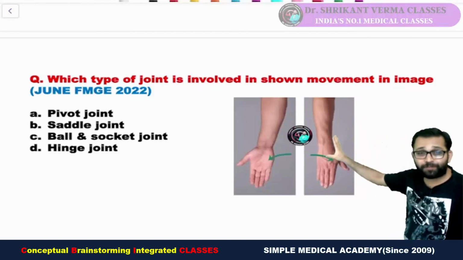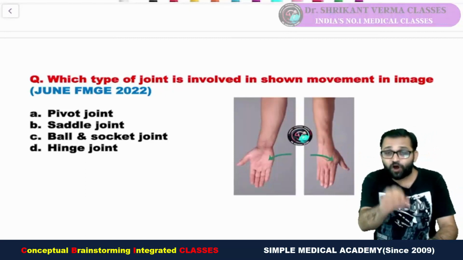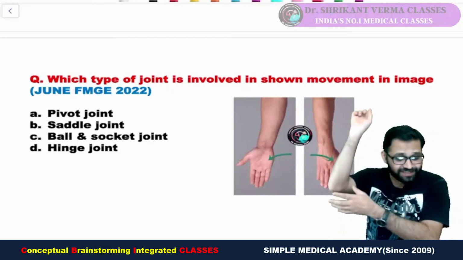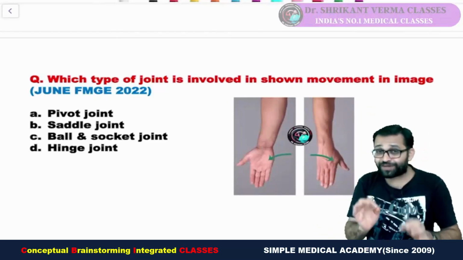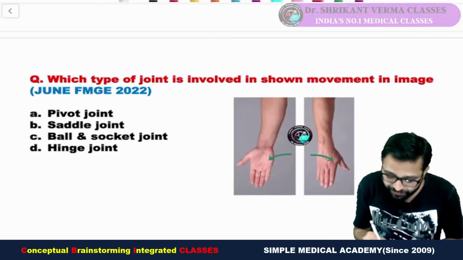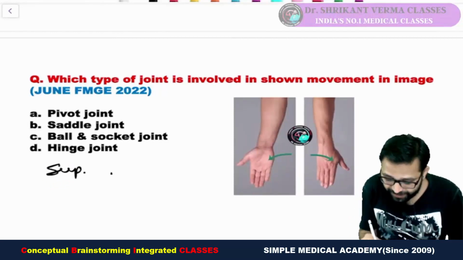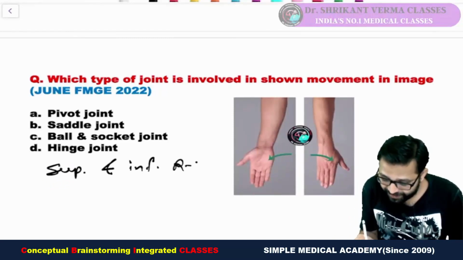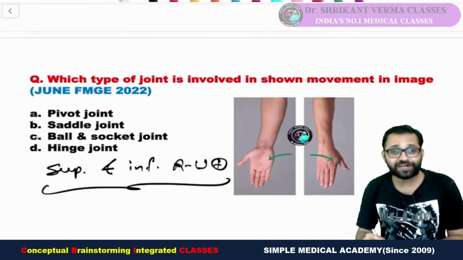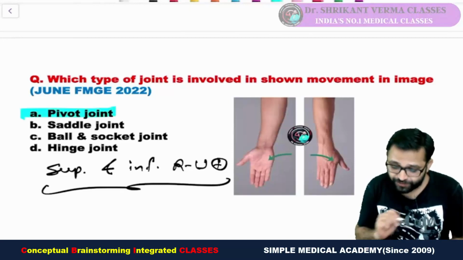So the question from the upper limb part, joint related topic. Yes. The supination and pronation movement occurs where? Remember, it never occurs at our wrist joint. It never occurs at the elbow joint. But it occurs at the superior and inferior radioulnar joint. This is your answer. And the superior and inferior radioulnar joints are a classical example of pivot joint.